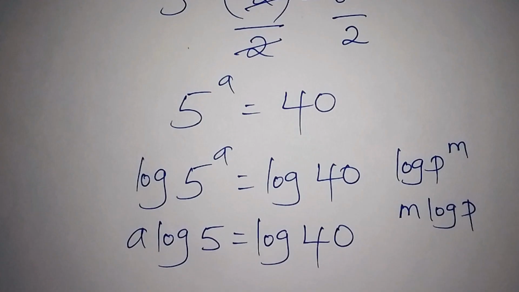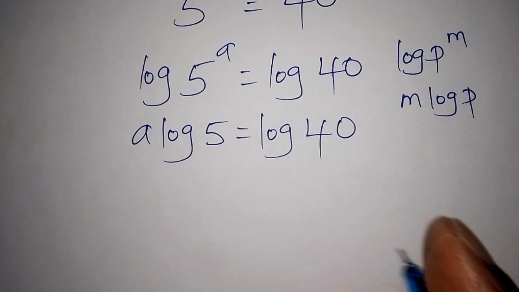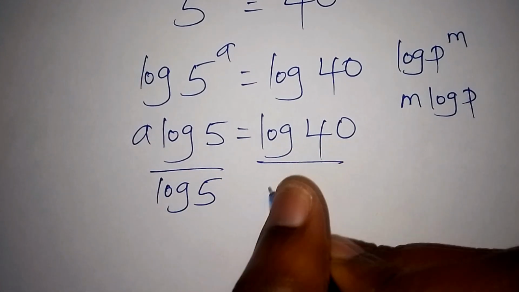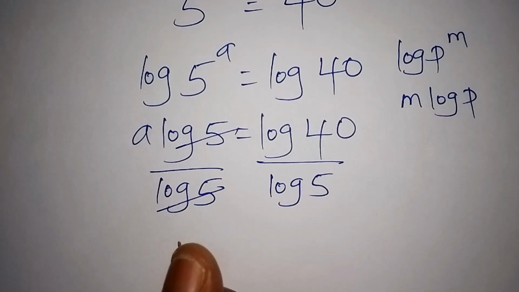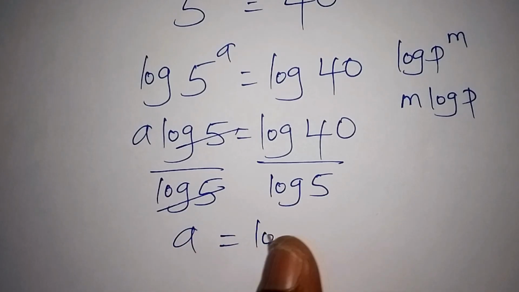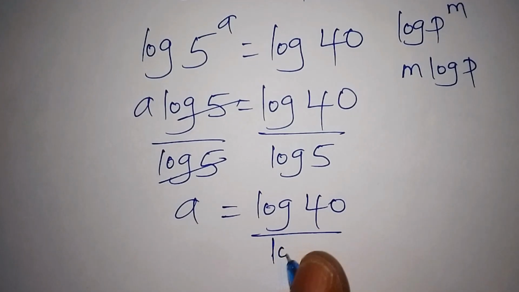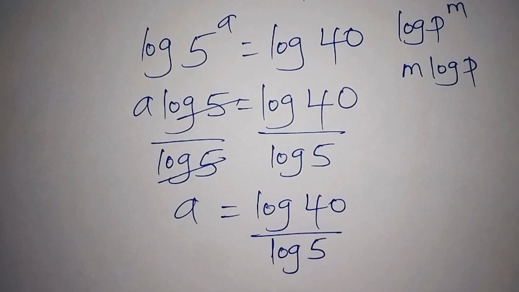From here, for us to remove the log of 5, we have to divide both sides by the log of 5. So the log of 5 on this side, and this side also divided by the log of 5. The log 5 and log 5 cancel. So now our value for a is equal to the log of 40 all over the log of 5. The next thing you need to do is to factorize the log of 40 all over the log of 5, or in other words, to simplify it.